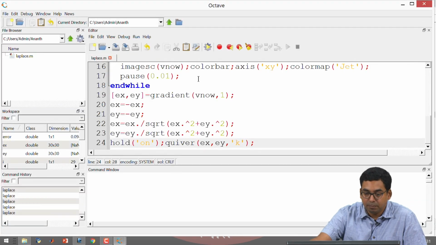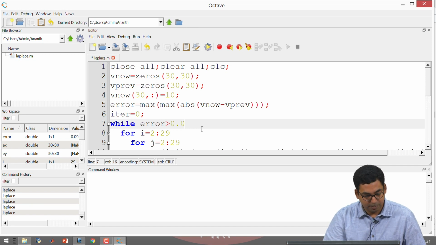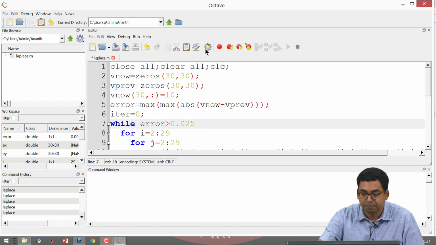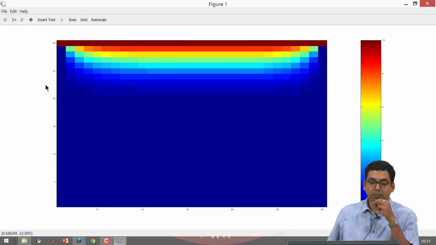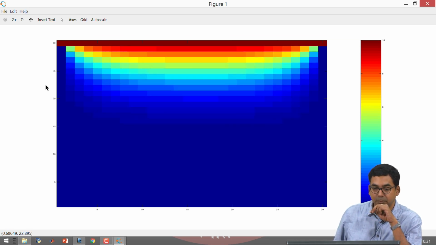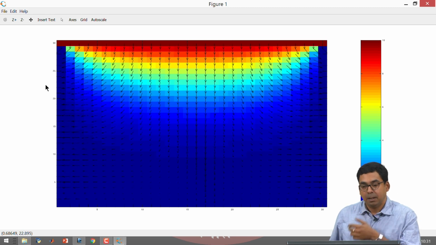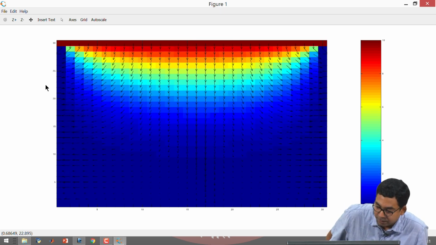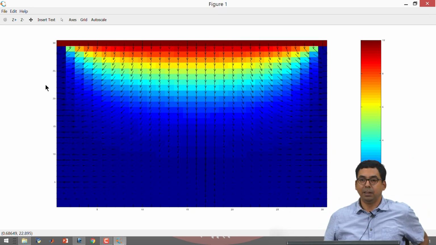Now, just to be a little bit more clearer, I will make the error a little more tolerable. Okay. So, I am having arrows going to the bottom and then arrows going from the top plate to the left and the right hand sides.